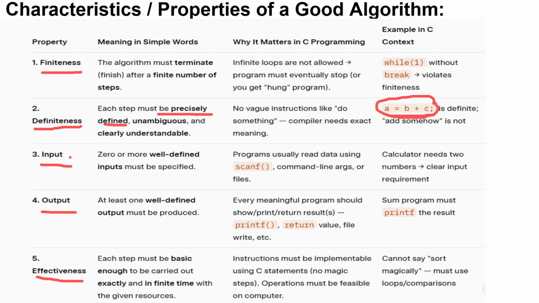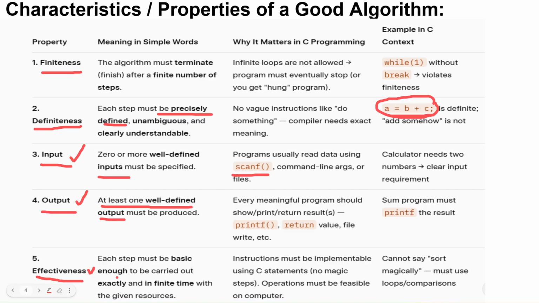Then we have input. Every algorithm must have a well defined input. You can see the input will be taken with the help of the scanf function. Then we have output. Every algorithm must have at least one well defined output. It definitely needs to obtain an output. Without that, it is not a good algorithm. Then the last one, effectiveness.